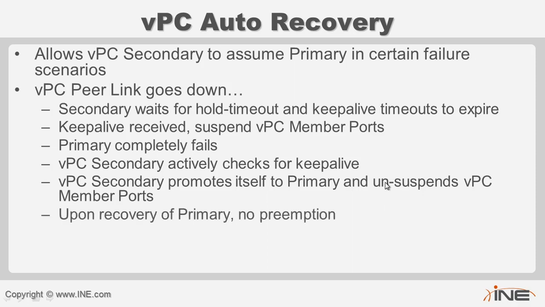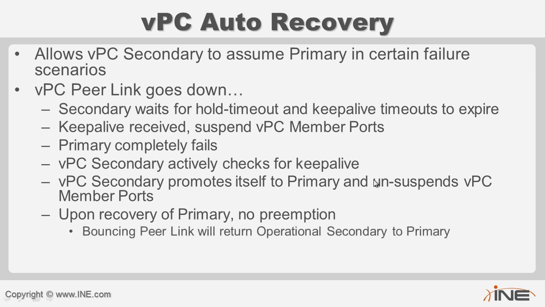Now, when the primary eventually comes back, we're not automatically going to preempt the roles, which means that the primary becomes the operational secondary, and the secondary becomes the operational primary, just so we don't have to go through another convergence event in order to continue to forward the traffic.